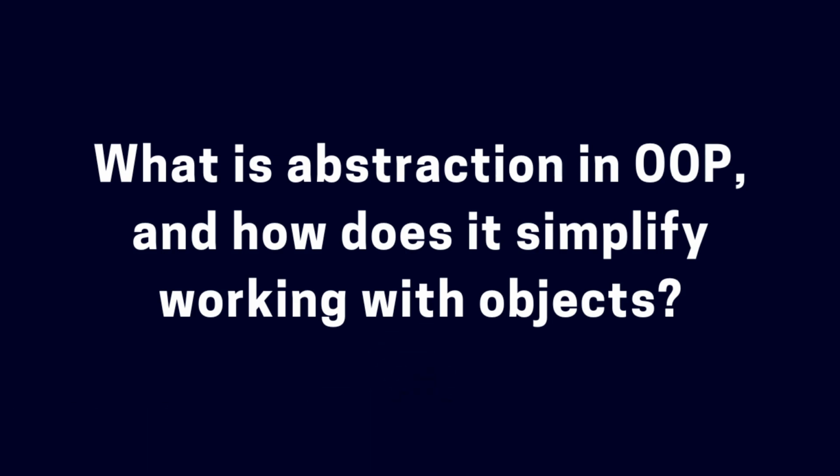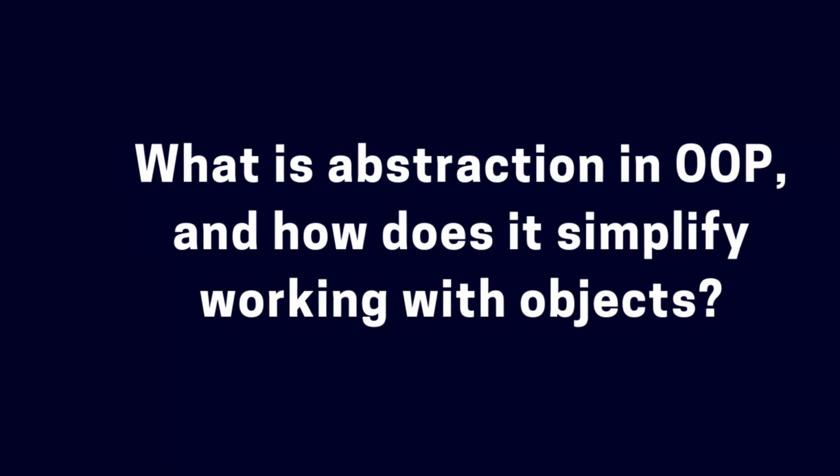Abstraction in OOP means hiding the complex details of how something works and only showing what is necessary. It simplifies working with objects by letting you use their functionality without needing to understand all the behind-the-scenes implementation.